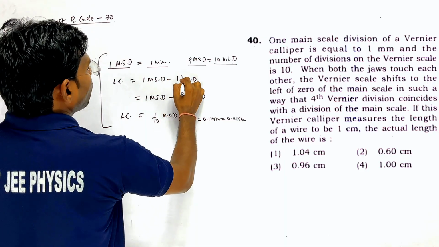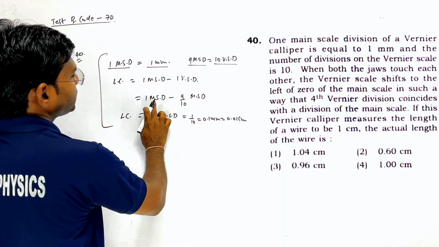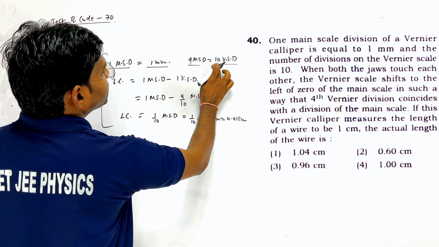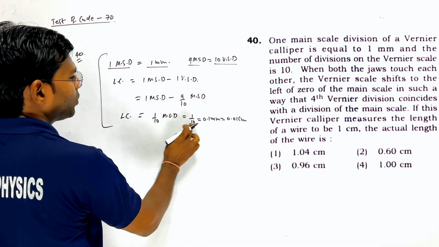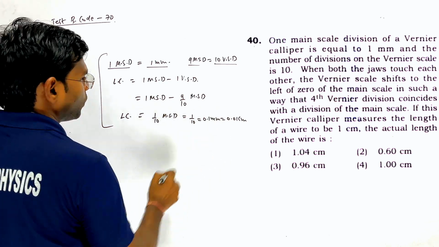So the least count formula I am using: least count is equal to MSD minus VSD. 1 VSD is equal to what? Say 9 by 10 MSD, and therefore the least count comes to be 0.1 mm or 0.01 centimeter.